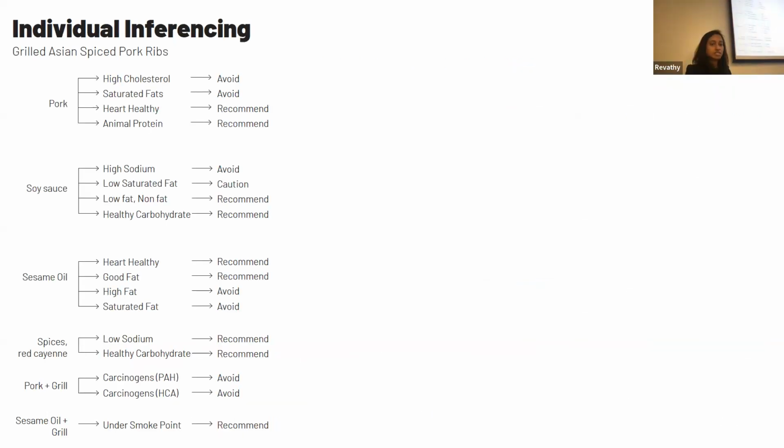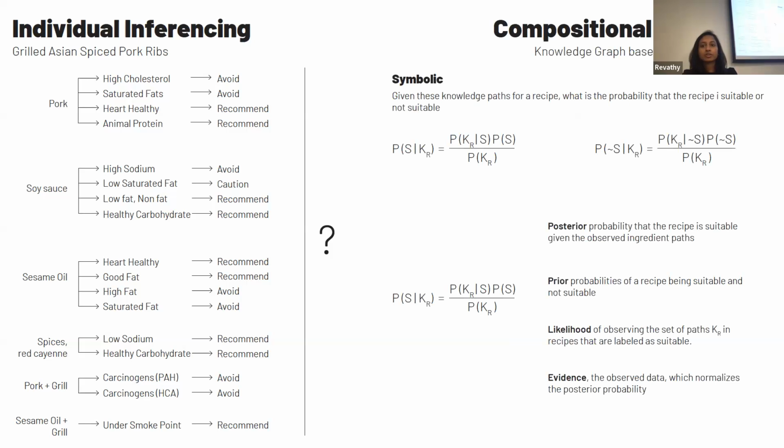So once we made these individual inferences, there are a lot of reasons to recommend, avoid, or have this food with caution. So how are we going to put them together to say whether it is supposed to be recommended or not? So for this, I introduced a method called knowledge graph-based Bayesian inferencing. Initially, the question we had is, given this set of ingredients and set of cooking methods, what is the probability the recipe is suitable for diabetes or not? So here the question now slightly changes. Given this list of knowledge paths, what is the probability the recipe is suitable or not suitable for diabetes?